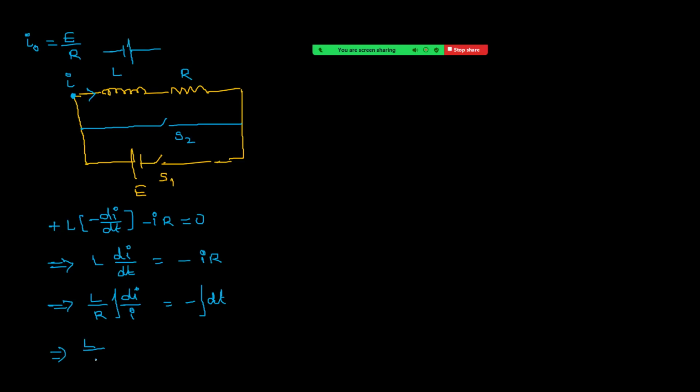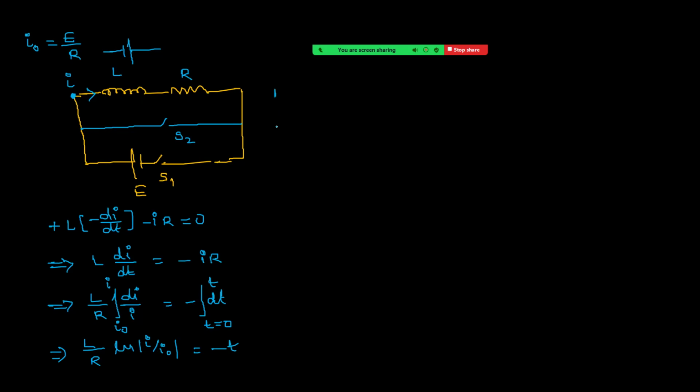First focus on the limits. When time t is 0, current was I naught. At time t, we have to calculate. It is ln I, right? Or if I'm taking limits, ln I by I naught, that is equal to minus t.